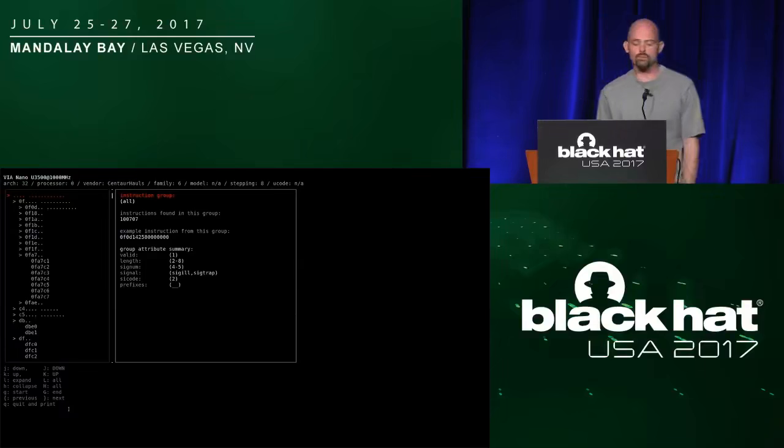We need some way to quickly make sense of this kind of information. So I built what I call the summarizer. It will take all the results of SandSifter and try to summarize it in a digestible form. So this is a breakdown of the key instructions that I found in a scan of a VIA Nano processor. So I can scan through here and basically see different categories of instructions.